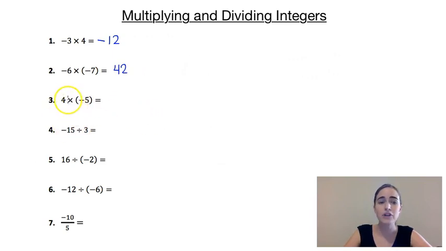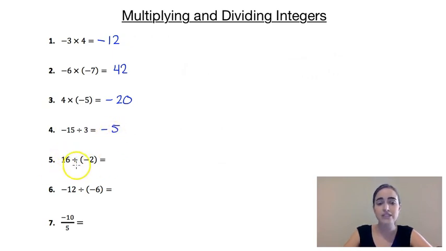My third example, I've got a +4 times a -5. Because I've got one positive, one negative, my answer is going to be negative. And then 4 times 5 is 20. Now let's have a look at some divisions. So in number 4, I've got -15 divided by 3. I've got a negative divided by a positive, so my answer is going to be negative. And then 15 divided by 3 is 5.